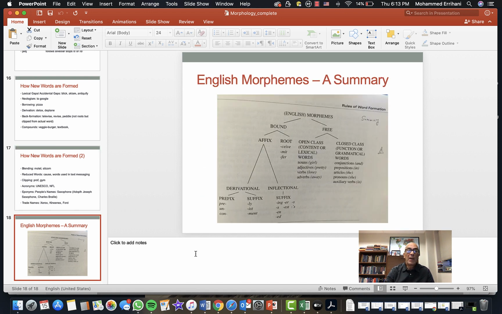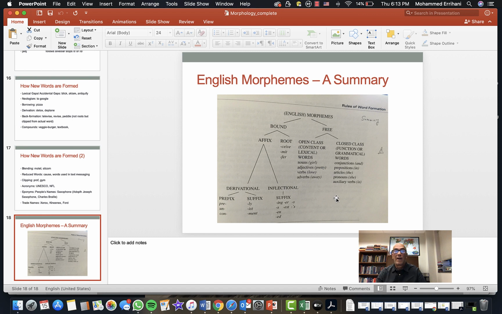Now, to sum up the discussion that we've had today, it's good to know how new words are formed, but the essential part that you need to keep in mind is about English morphemes. And this is a copy from your textbook, so you should have access to it.